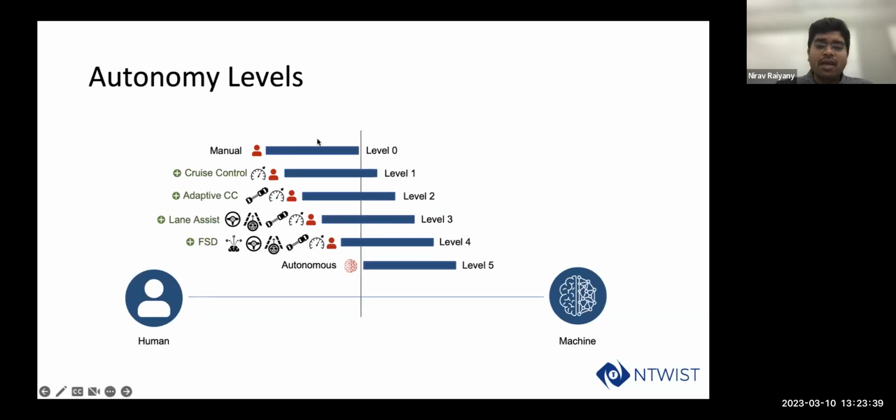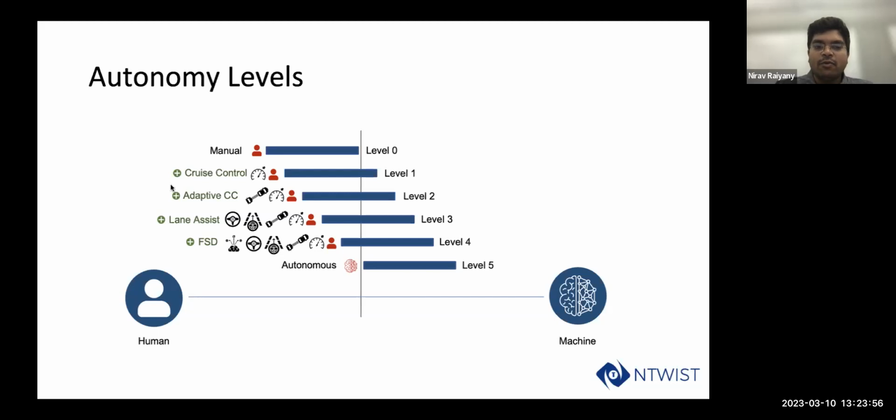In the case of a car, if you're driving it completely manually, then it's completely driven by humans, so there's no machine involvement. Now you add cruise control to it, so now you are relying more on the machine to handle your speed.